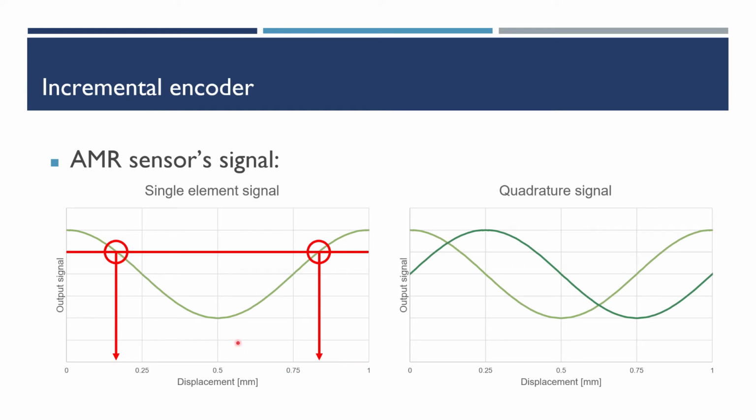So we need another signal that is orthogonal to the initial signal, as shown in the second figure. At this time, a certain value of the light green curve also corresponds to two positions, but we can compare the value between two signals. In this case, the value of the light green curve is larger than the value of the dark green curve at position 0.8 mm, so we can know that it is in the position 0.8 mm.